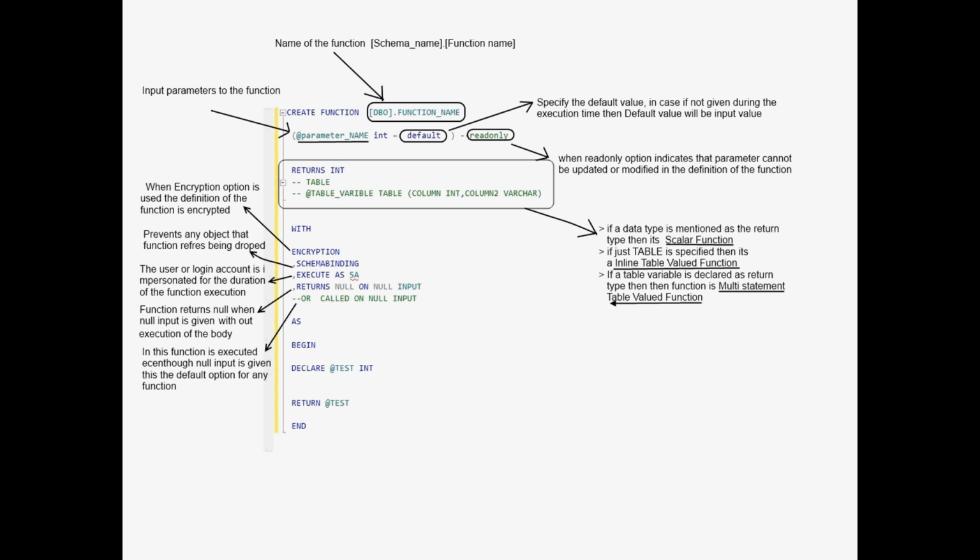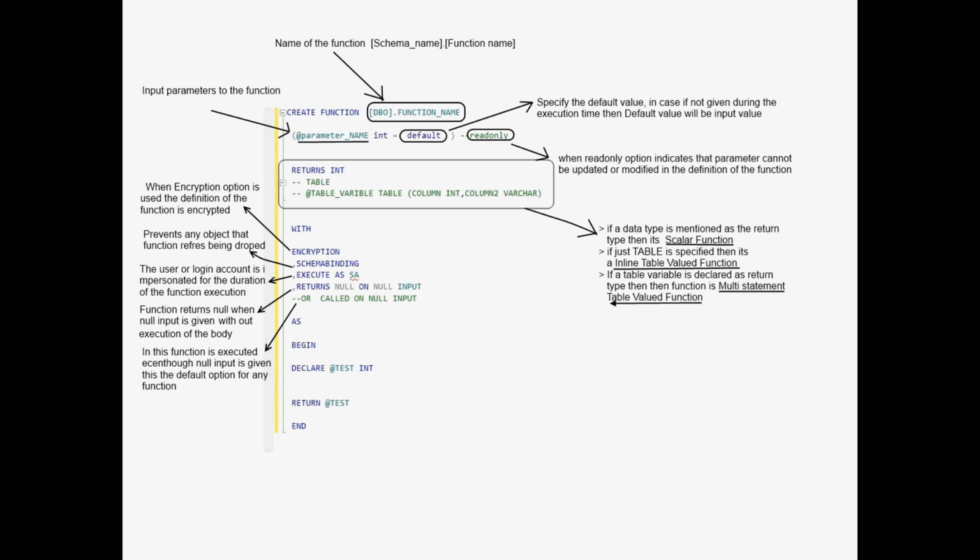And execute as is exactly the same syntax as any execute as clause, which impersonates some other user account for the function execution. The next one is what it returns when null input is provided. If you specify returns null on null input, basically the function body is not executed, and a null output is returned. But if you specify called on null input, although you specify null input, the body of the function is executed and it returns whatever value the body of the function returns.